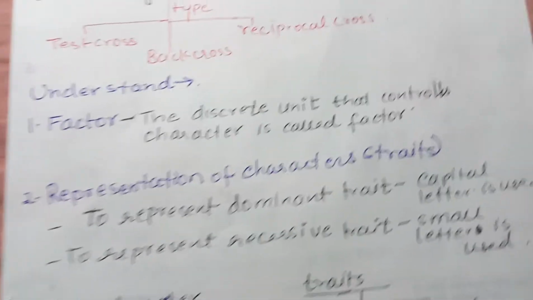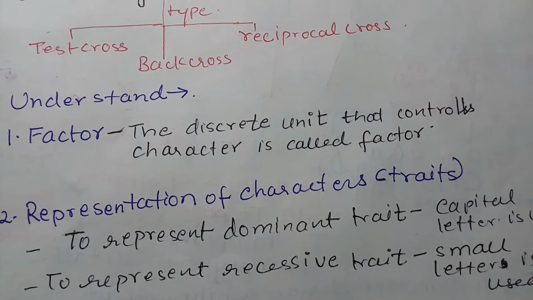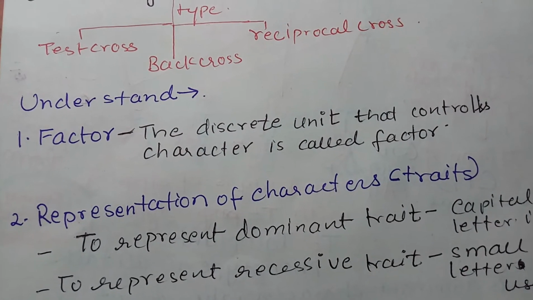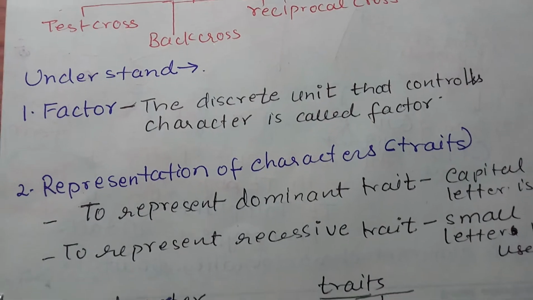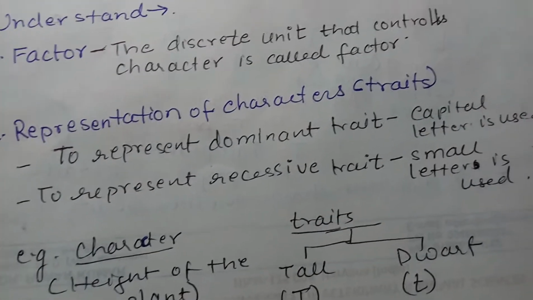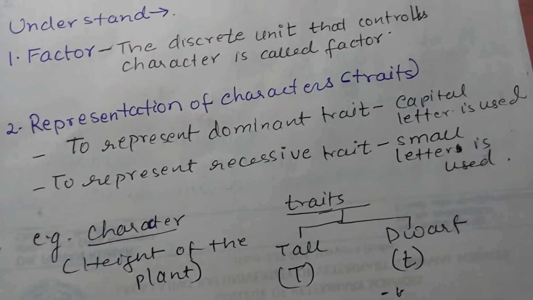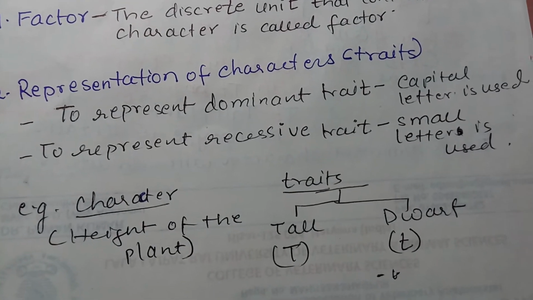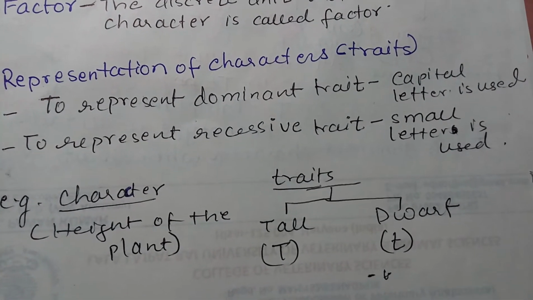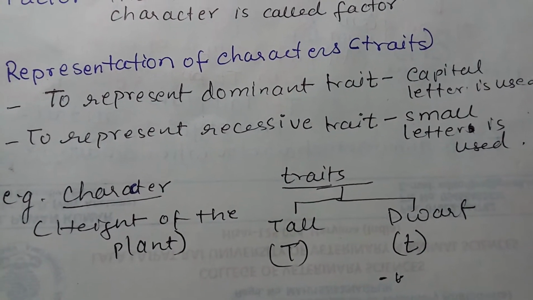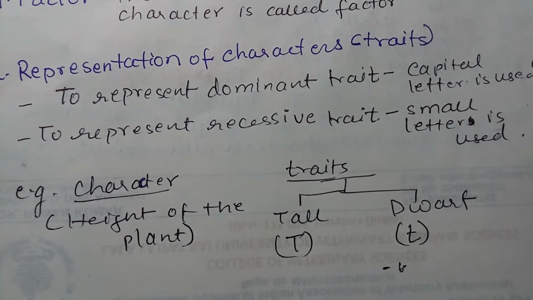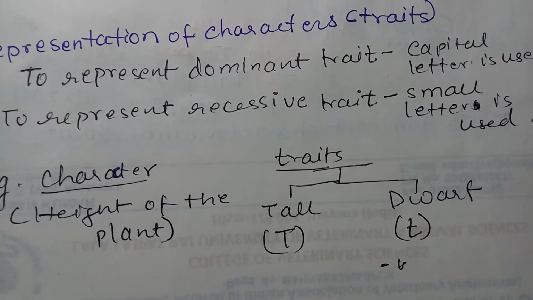First, you need to understand what is a factor. The discrete unit that controls a character is called a factor. You should know the representation of the character in genetics. To represent a dominant trait, we use a capital letter. To represent a recessive trait, we use a small letter.